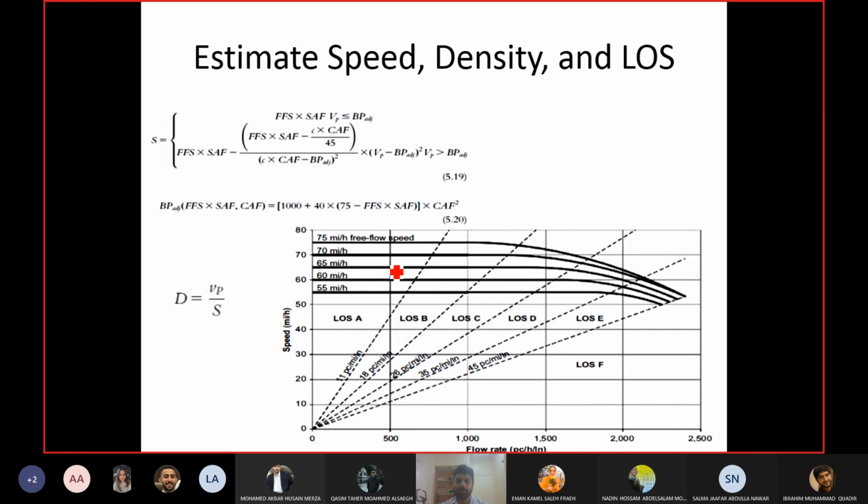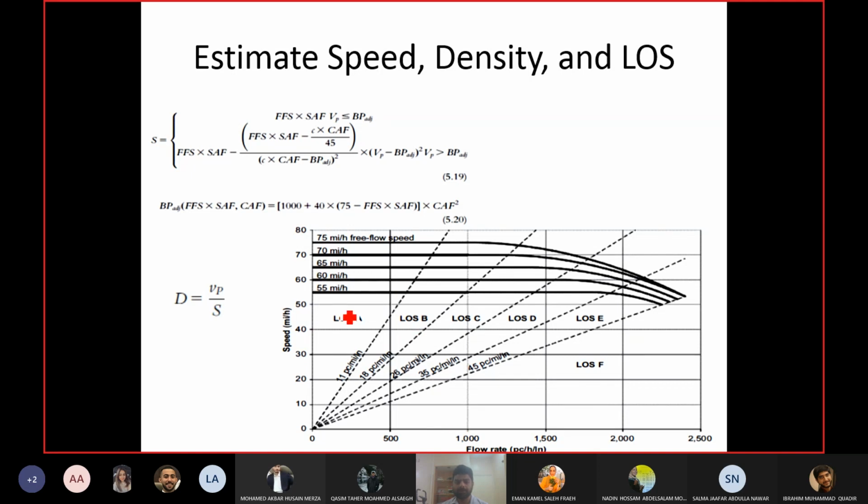But now in the new manual, they are saying you cannot do that. You cannot take the nearest value. You have to take the values which are exactly according to your free flow speed. So if your free flow speed is 71, you cannot use the curves. If your values are in these ranges, go along the curve and you can find out the level of service. Let me explain the curves here.